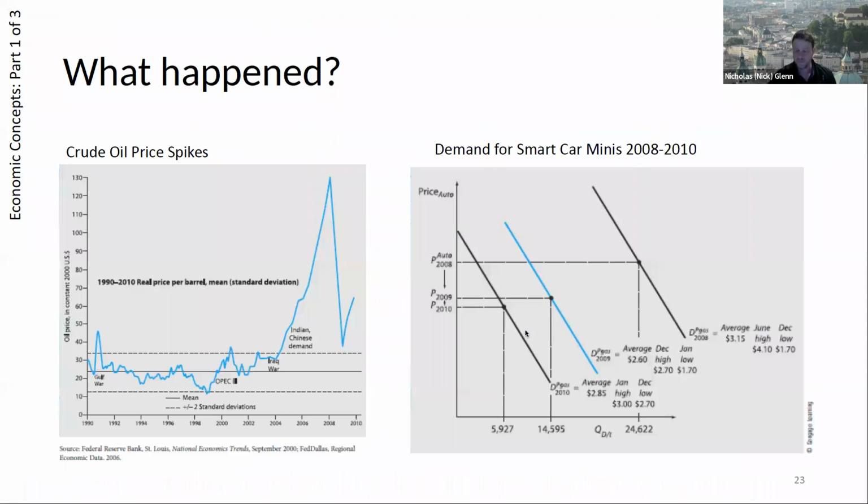All right, so I won't go over this too much, but you can look at this and it explains what's going on when the price went up and it went down, and shows how this impacted the demand for smart cars, these little small cars that get really good gas mileage. And you can see the effect of how it impacted it.